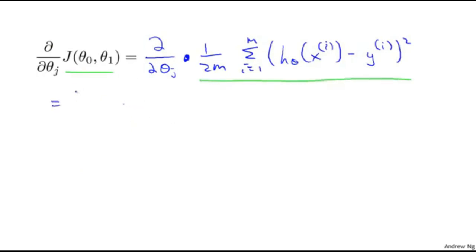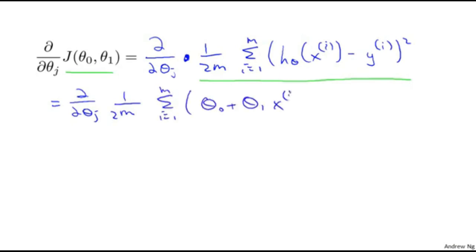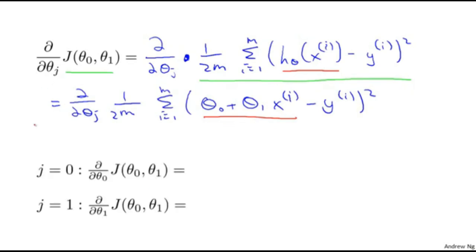And simplifying a little bit more, this turns out to be equal to this: sum from i equals 1 through m of theta 0 plus theta 1 x i minus y i, squared. And all I did there was take the definition for my hypothesis and plug it in there. And it turns out we need to figure out this partial derivative for two cases, for j equals 0 and for j equals 1. So we want to figure out this partial derivative for both the theta 0 case and the theta 1 case. And I'm just going to write out the answers.